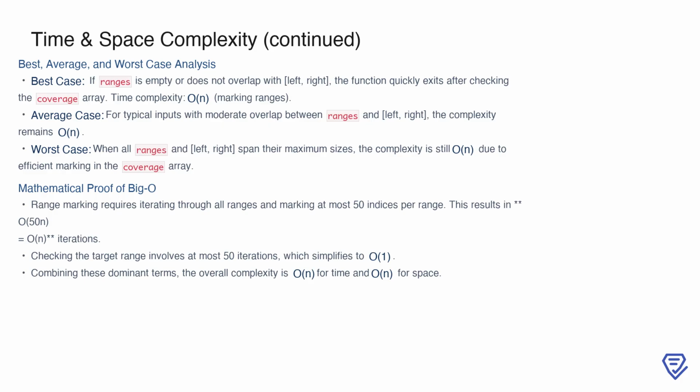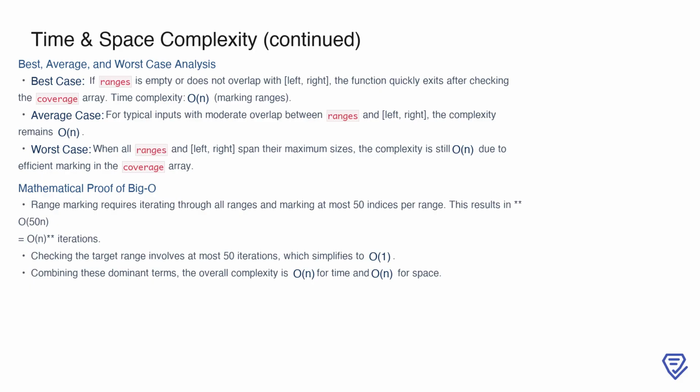In the best case, if the ranges list is empty or does not overlap with the target range [left, right], the function quickly completes after initializing and checking the coverage array. This results in a time complexity of O(n) for marking ranges. In the average case, where there is moderate overlap between ranges and [left, right], the time complexity remains O(n) because the marking process is efficient.